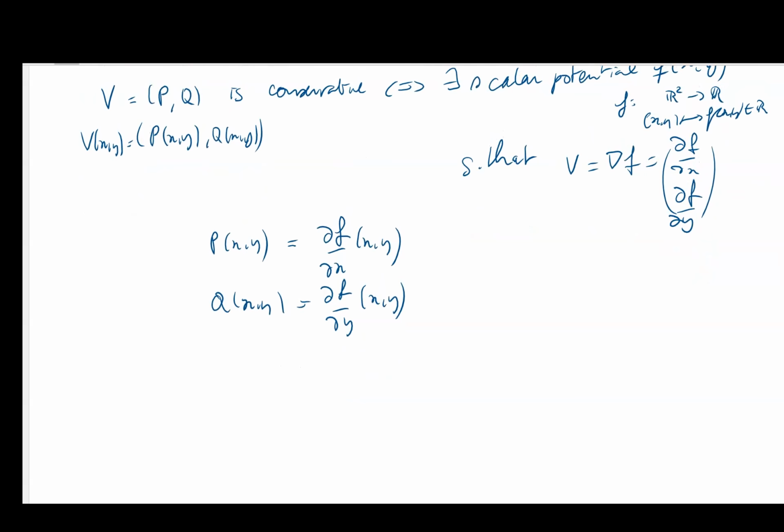We knew in R3, let me just remind you, that if v is conservative, then the curl of v is equal to 0. And that was a one-way implication, not an equivalence, all right.